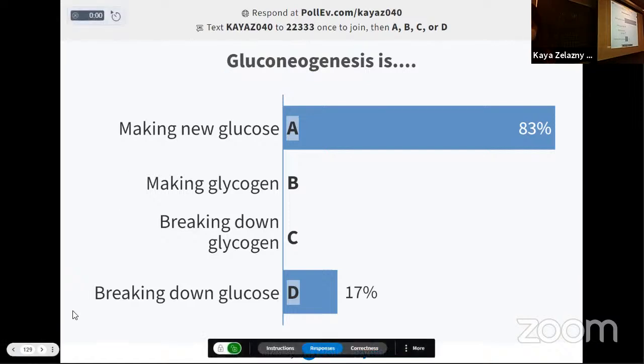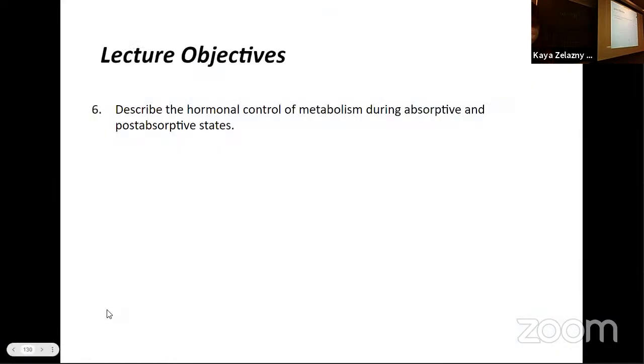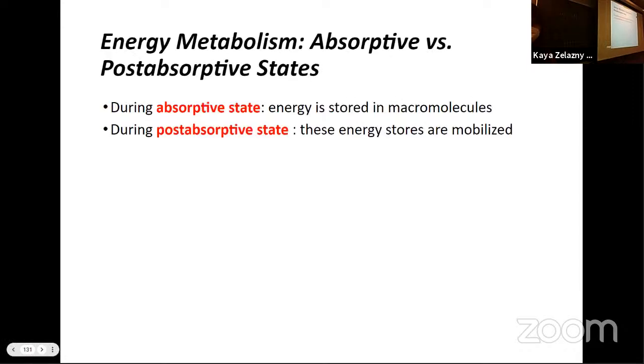So what we're really focusing on as we talk about the absorptive and post-absorptive states and the roles of insulin and glucagon, we're going to be thinking about how much glucose is circulating in the blood, how much glucose we're taking into our cells, and then whether we're building stuff up or we're breaking stuff down. Those are fundamentally the concepts that we need to key in on.